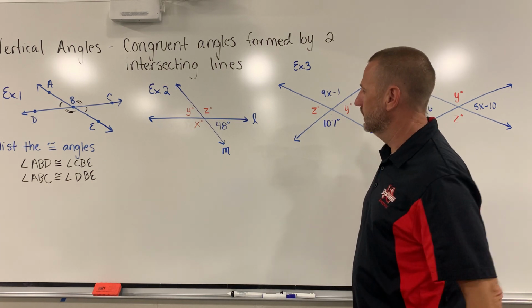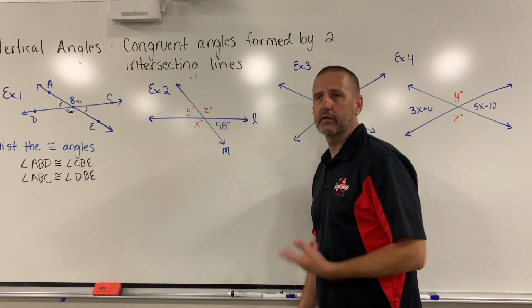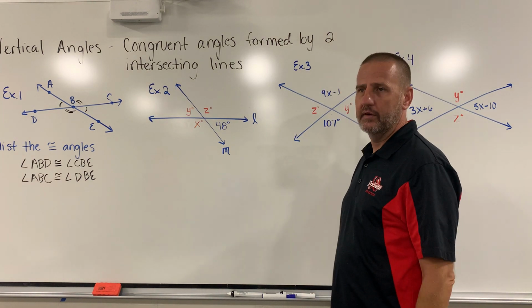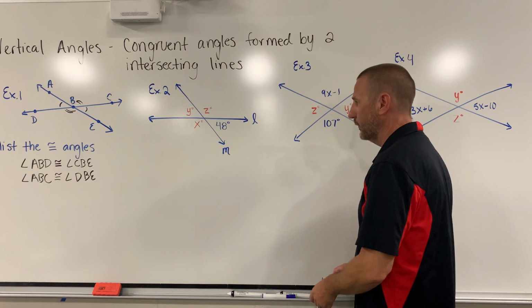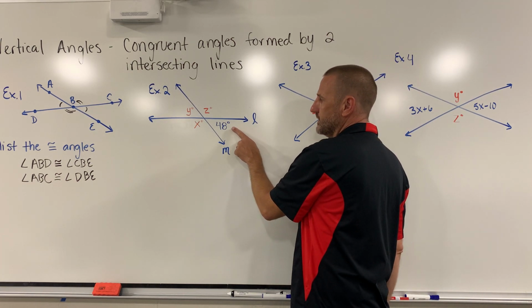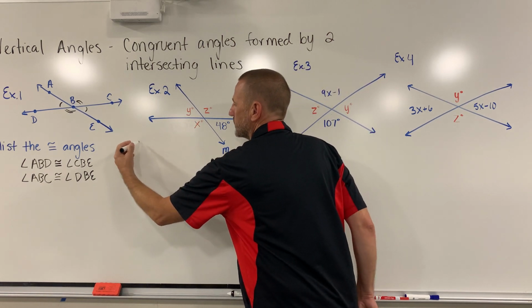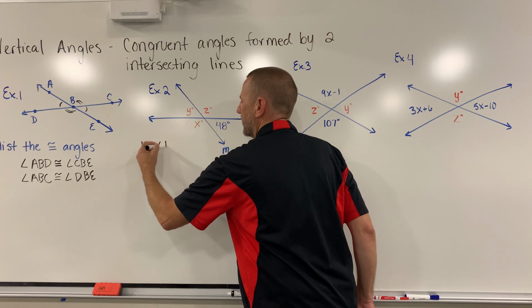I have a line L. I use the old one-letter naming system where they use a lowercase cursive letter. Line L and line M are intersecting, which means they are forming vertical angles. So I know from this lesson that this is 48. That means that Y has to be 48. So I can write down that Y is equal to 48 degrees.